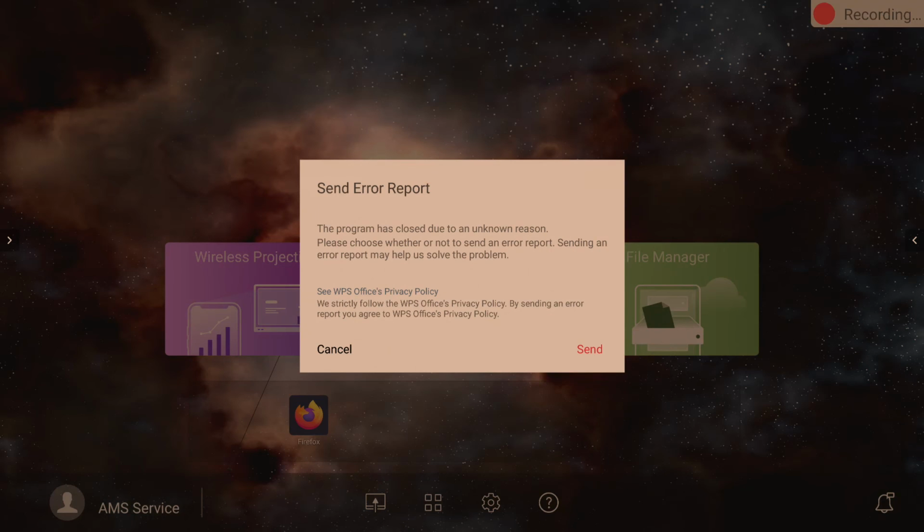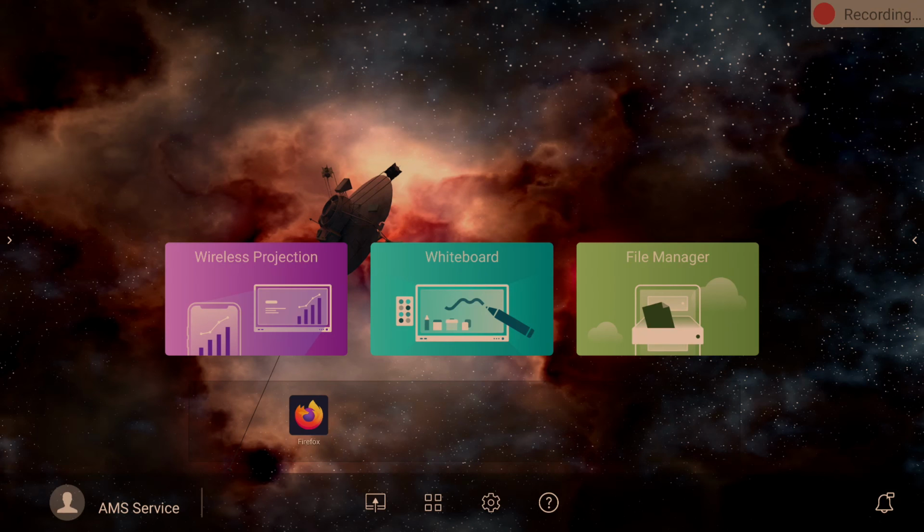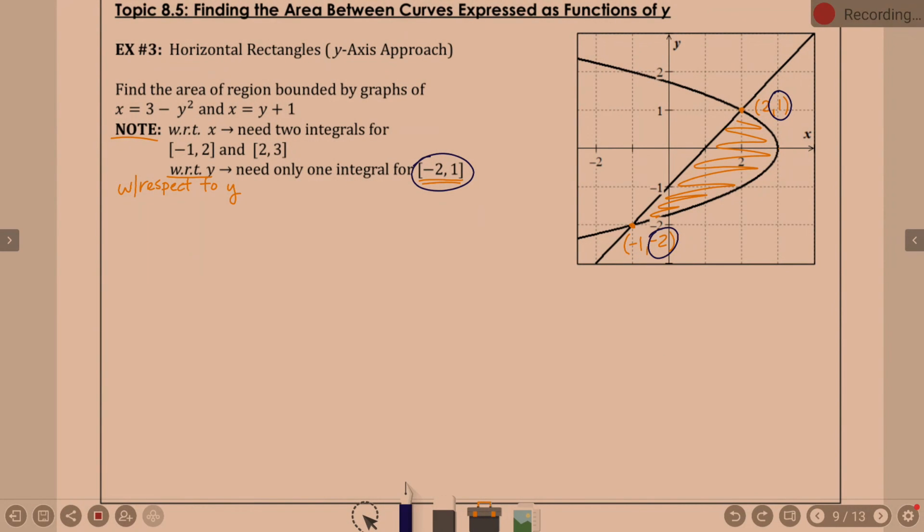Oh. You better still be here. Okay, so what we're going to set up for tomorrow, because we're doing this in respect to y. What are my y boundaries? And that is the -2 to 1, yes?